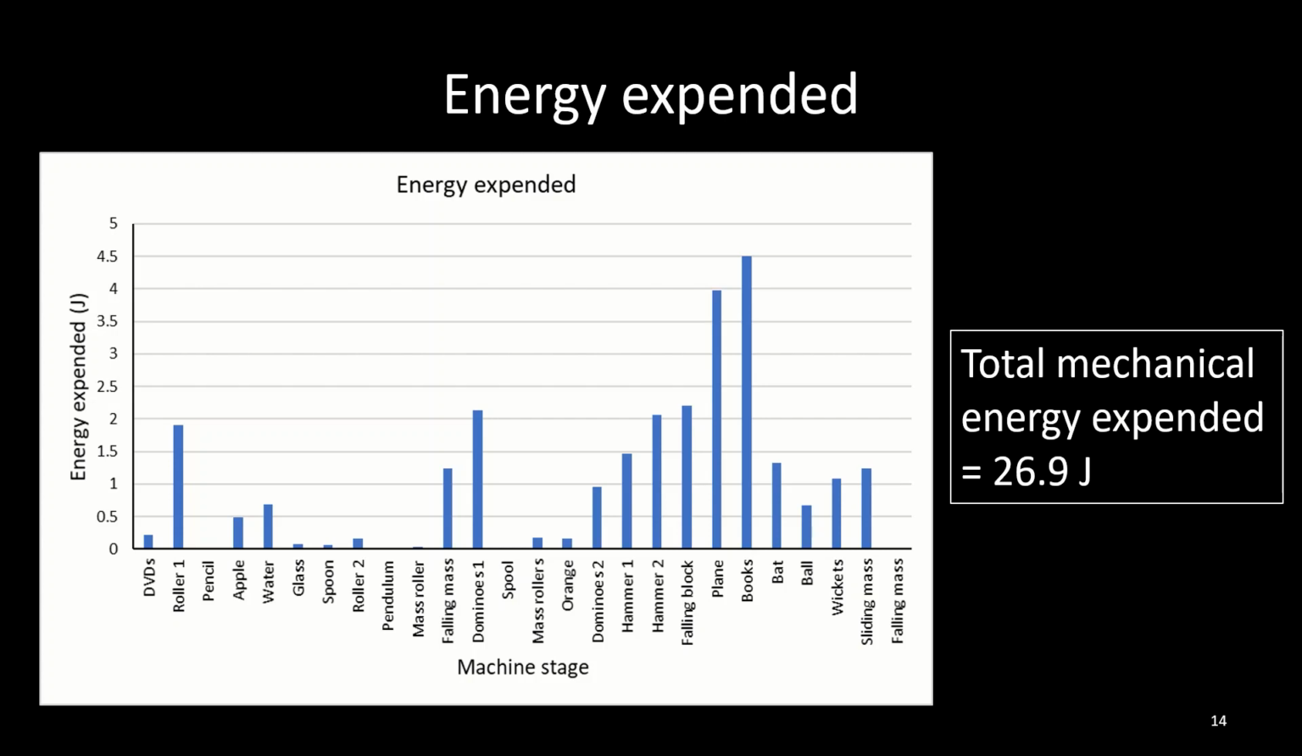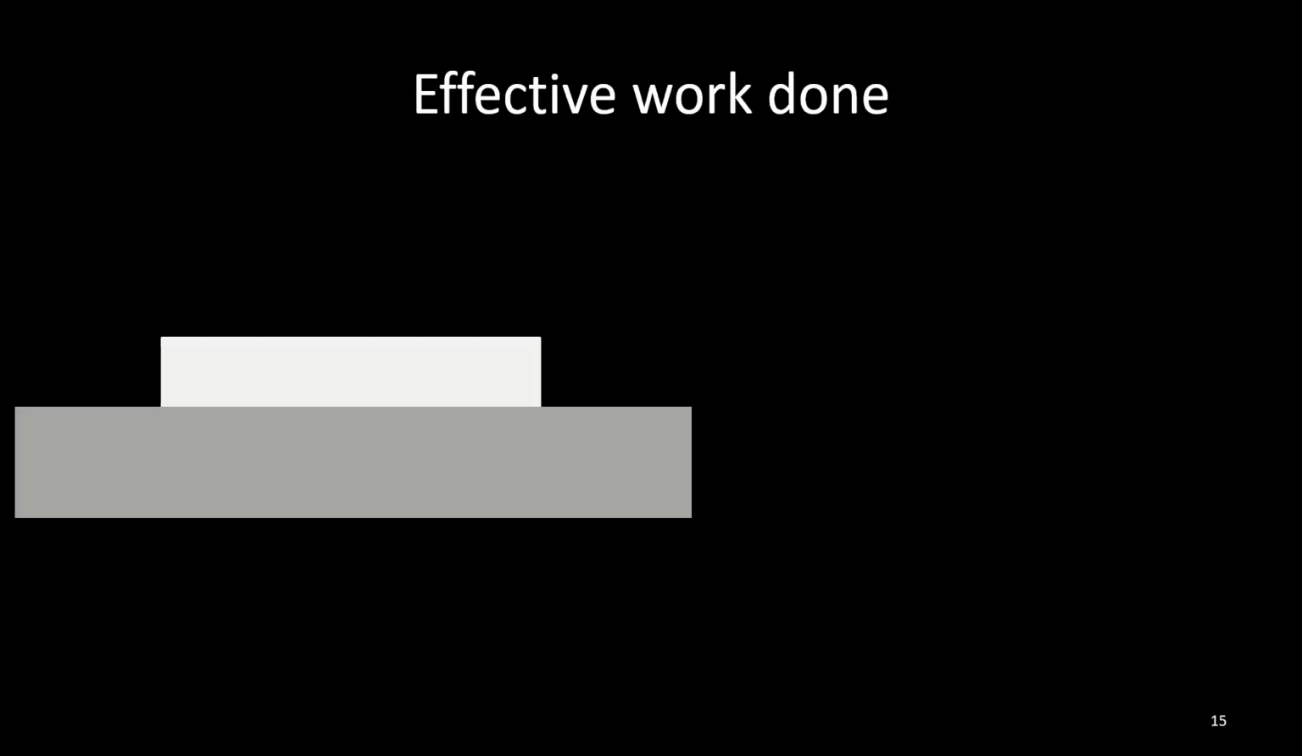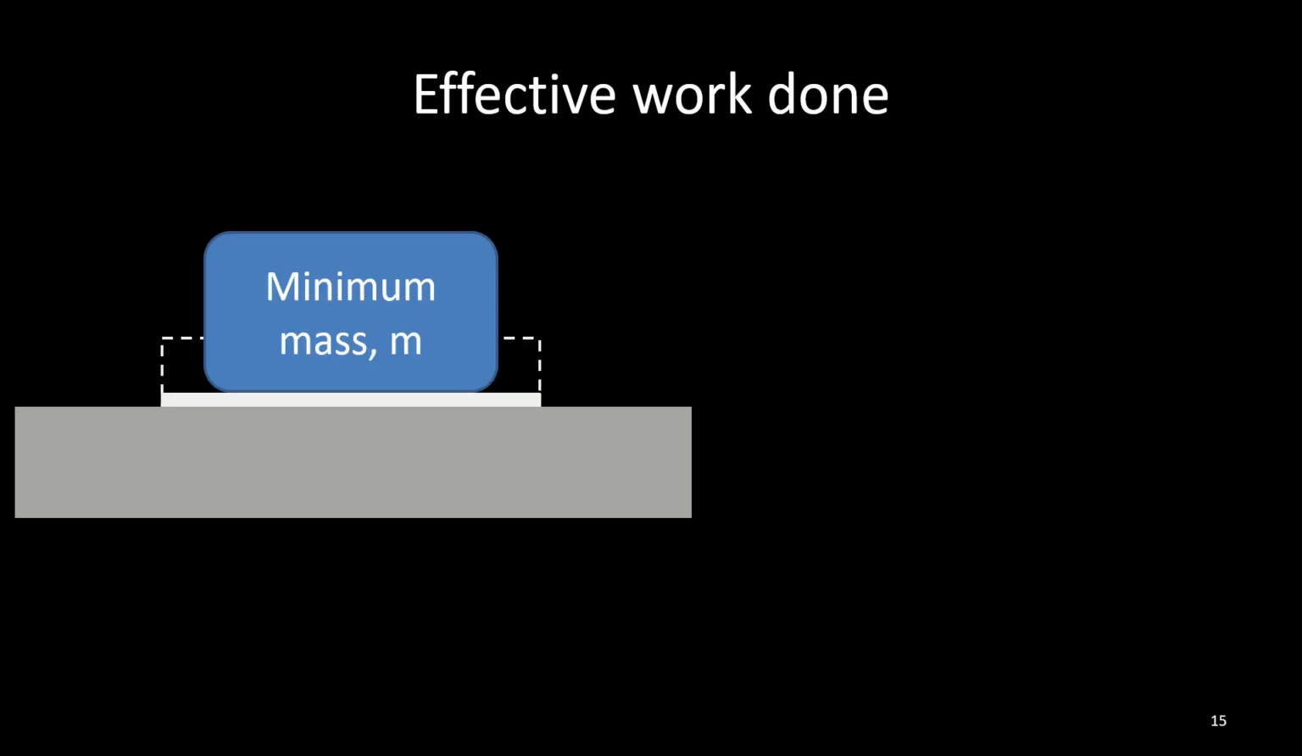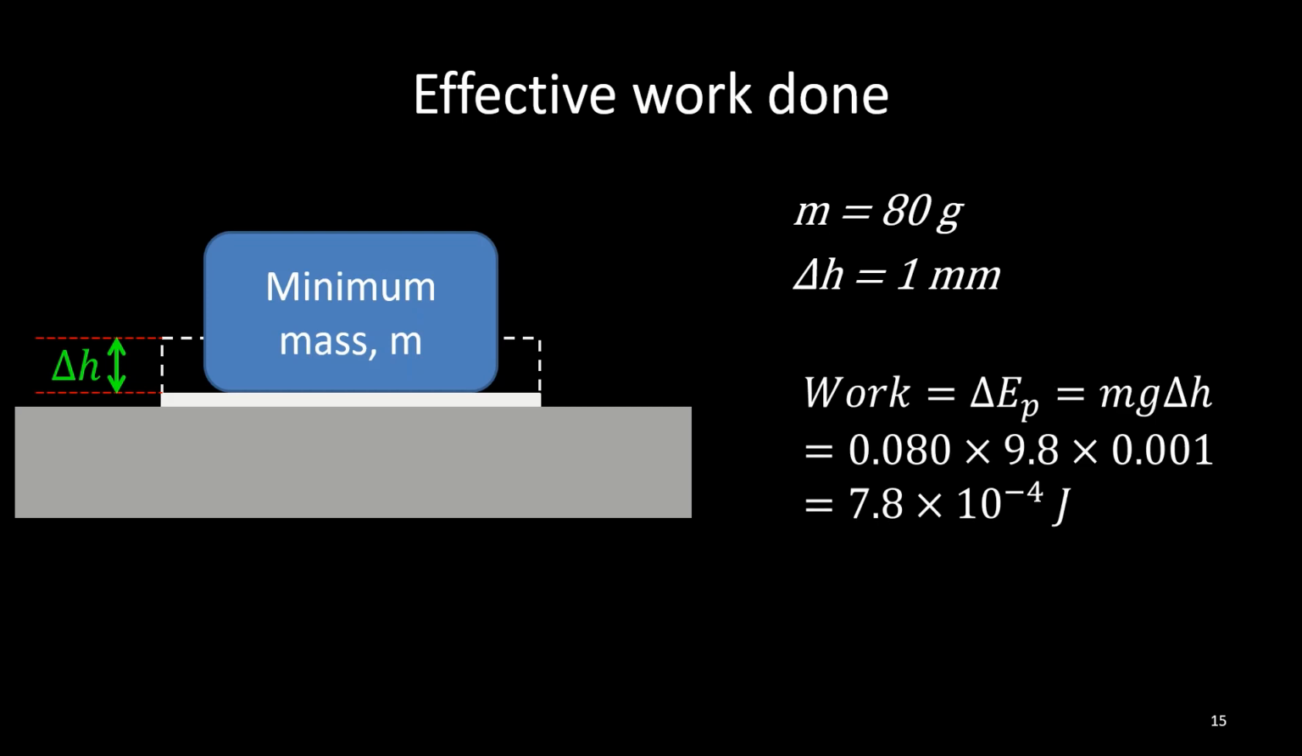So to calculate the inefficiency, we need to know how much effective work was actually done. To do this, if this is the delete button on the computer, I placed a mass on top of it. I found what the minimum mass was that I could place on the button for it to actually depress, and then I measured the height difference. The minimum mass needed was about 80 grams, which was more than I was expecting, and the height difference was 1 millimeter. So the work done is equal to the change in gravitational potential energy of the mass, which is 7.8 times 10 to the minus 4 joules. So not very much energy.